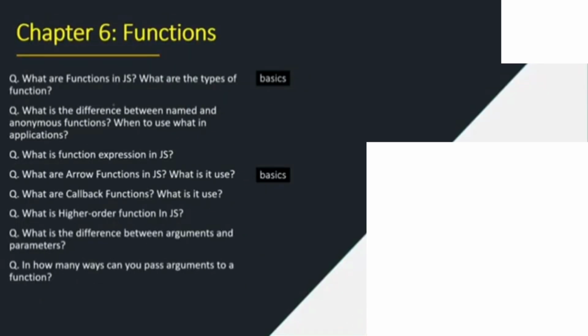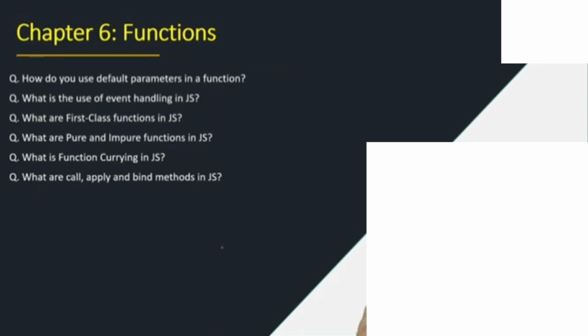Great. After loops, we have functions. And I think this is the most important topic in JavaScript. You will see many types of functions in good applications: named functions, anonymous functions, arrow functions, callback and higher order functions. Then some questions on parameters and arguments as well. Next, we will cover first class functions, pure and impure functions, function currying, and then call, apply, and bind methods in JavaScript. In short, everything about functions we will cover.